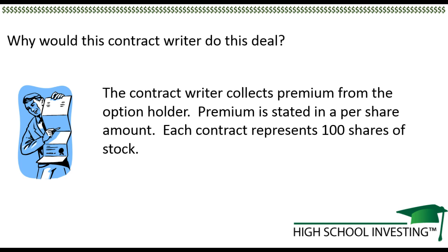Why would the contract writer do this deal? The contract writer collects premium, like I said. Premium is stated in a per share amount. Each contract represents 100 shares. So when we look at the contracts, some of them will look very small, like $2.25 or $3.65. What that represents is the premium that the buyer of the option will pay for every share in the contract. And remember, each contract represents 100 shares. So if it is quoted as $2.65, you have to multiply that by 100 because each contract is 100 shares. So if it said $2.65, you'd be paying $265 for the contract.